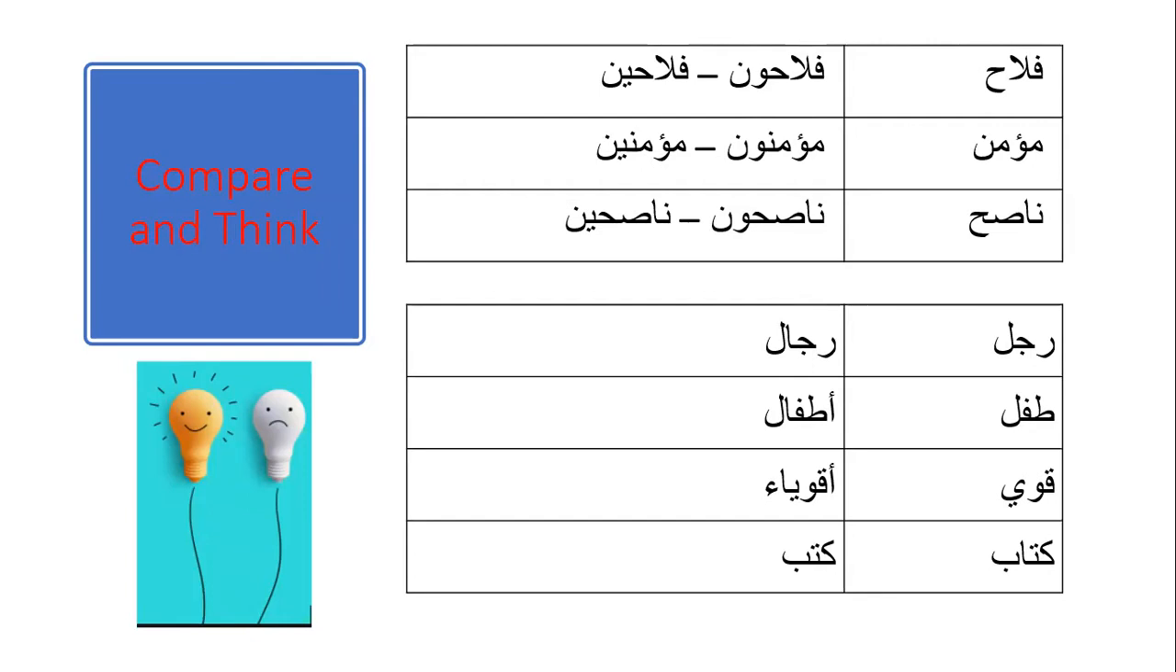Yes, you are right. In some words, we make the plural from the singular by adding waw and noon or ya and noon, like فلاح فلاحون, مؤمن مؤمنون, ناصح ناصحون. But there are some words that do not follow the rule, like رجل رجال, طفل أطفال, قوي أقوياء, كتاب كتب. We cannot say رجلون, طفلون, قويون, or كتبون. No. This is called جمع التكسير. Am I right? جمع التكسير.